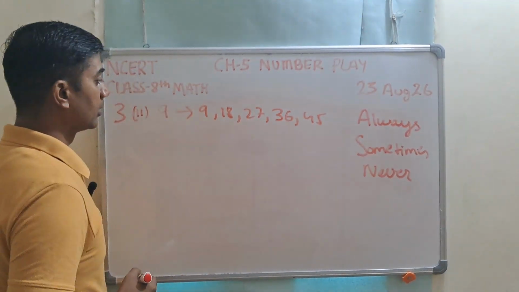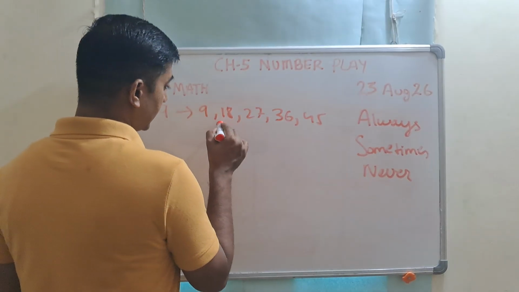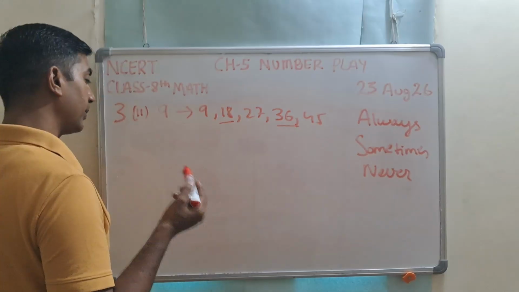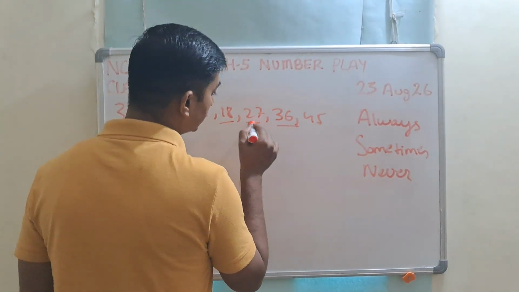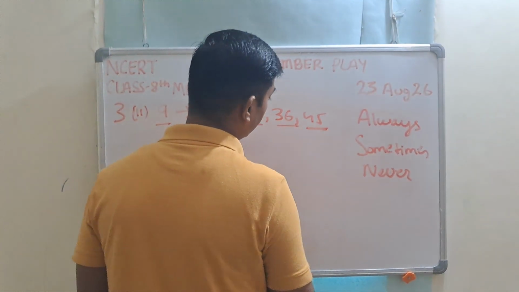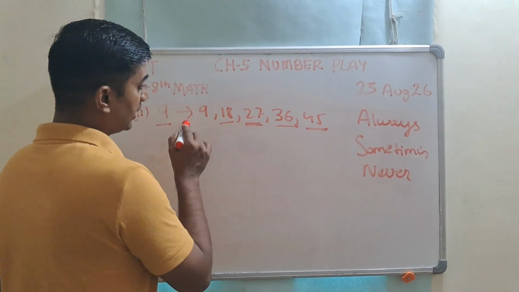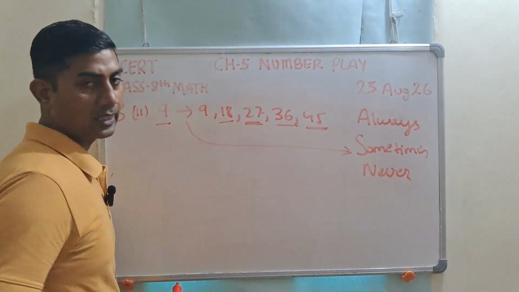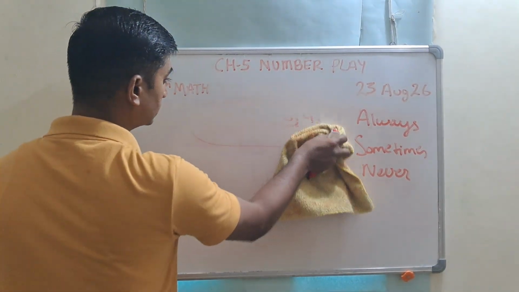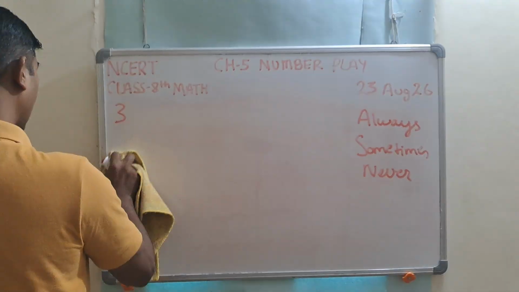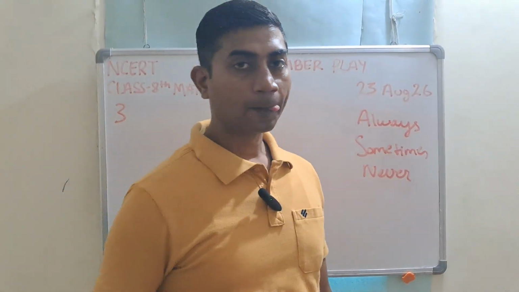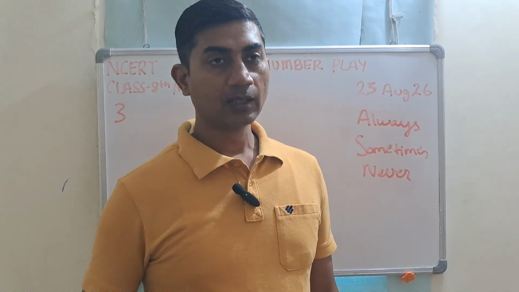Now see, this number is divisible by 18 and also divisible by 9, but this number is not divisible by 18, but it is divisible by 9. This number is not divisible by 18, but it is divisible by 9. It means this is a case of sometimes. Understood? I hope you got the point why we have taken the multiples of 9, because it is easier to check the multiples of 9 to prove our statement.